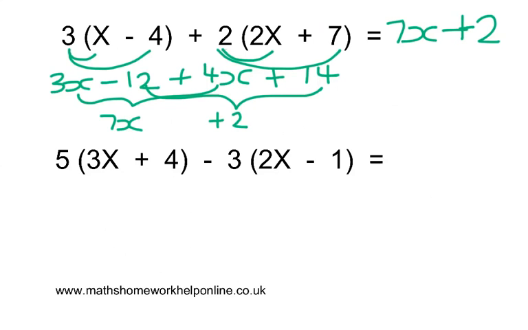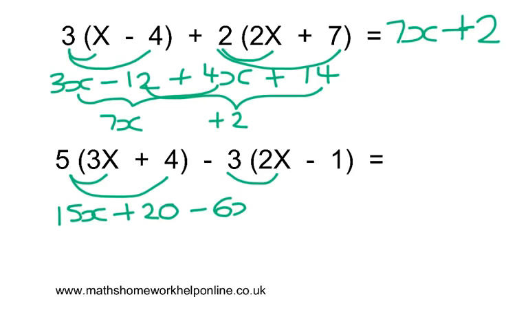Okay, let's look at the next example. Exactly the same method again. So we're going to do 5 times 3x plus 5 times 4. So 5 times 3 is 15, so that will be 15x. And then 5 times 4 is 20, so that will be plus 20. And this time we've got minus 3 times 2x. So 3 times 2 is 6, so that will be minus 6x.